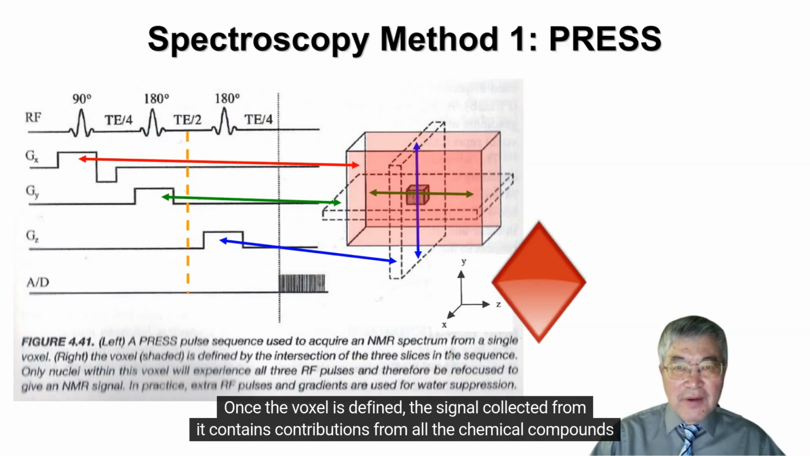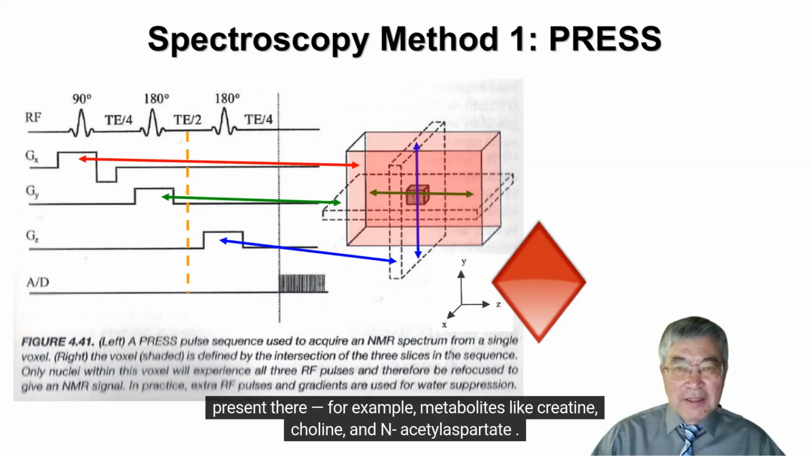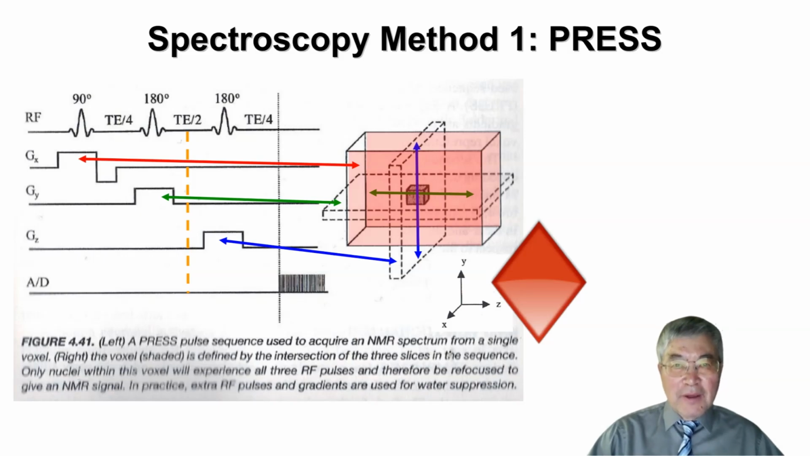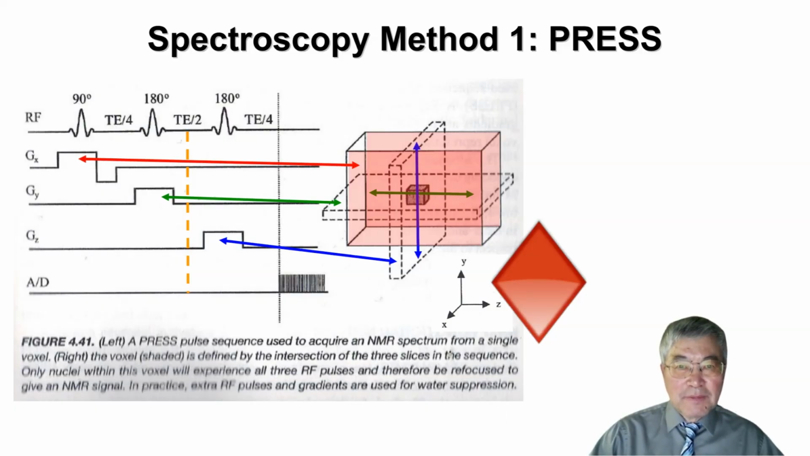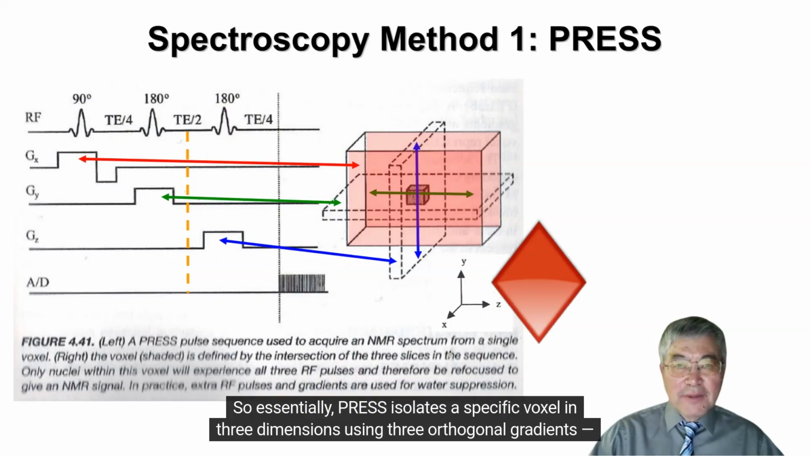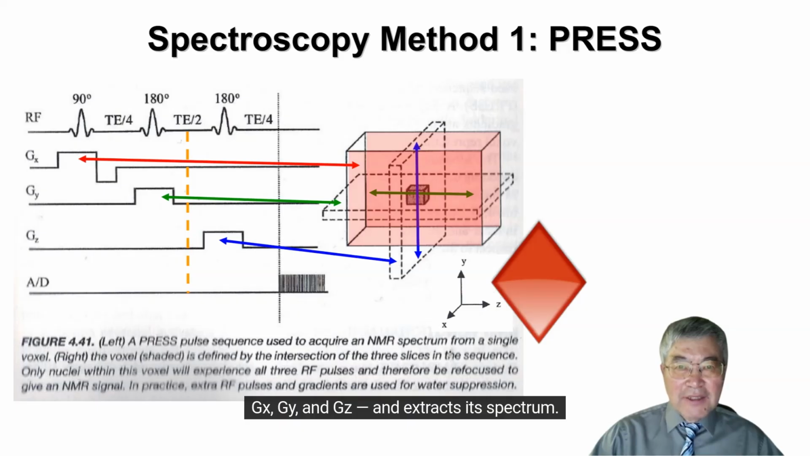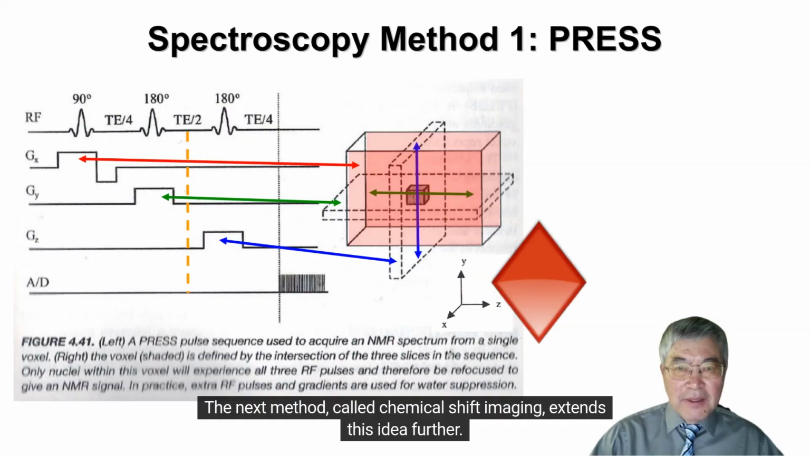Once the voxel is defined, the signal collected from it contains contributions from all the chemical compounds present there. For example, metabolites like creatine, choline, and N-acetylaspartate. When you perform a Fourier transform on that signal, you get a spectrum which shows the characteristic peaks of these molecules. So essentially, PRESS isolates a specific voxel in 3 dimensions using 3 orthogonal gradients, Gx, Gy, and Gz, and extracts its spectrum.